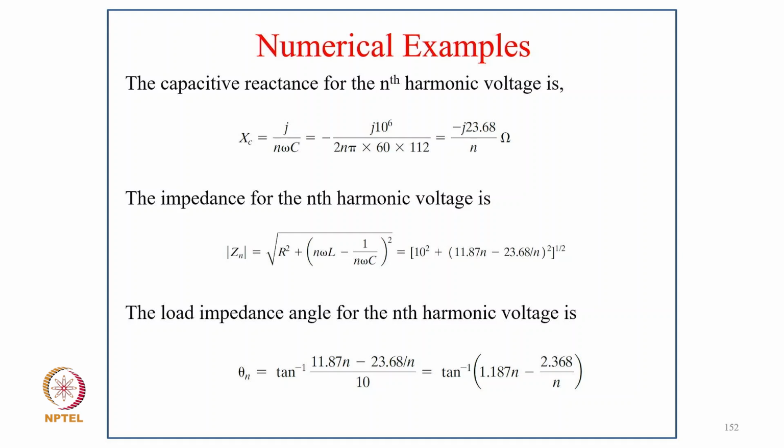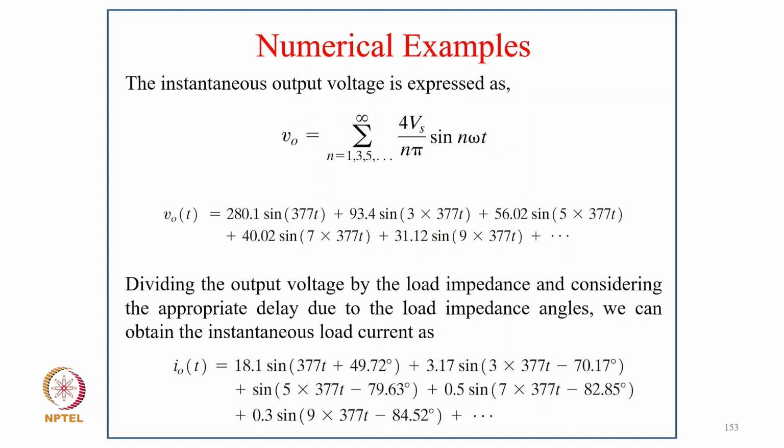And VO equal to the sum from n equal to 1, 3, 5 to infinity of 4 Vs upon n pi into sin n omega t, and VO equals 280.1 sin 377 t plus 93.4 sin 3 into 377 t plus 56.02 sin 5 into 377 t plus 40 sin 7 into 377 t plus 31.19 sin 9 into 377 t plus further harmonics.